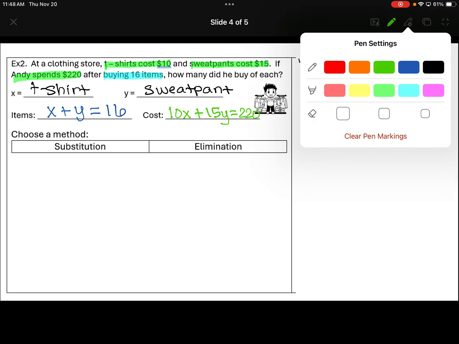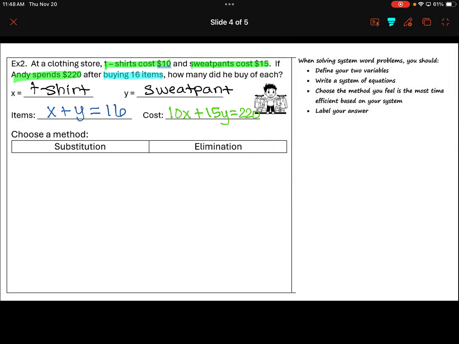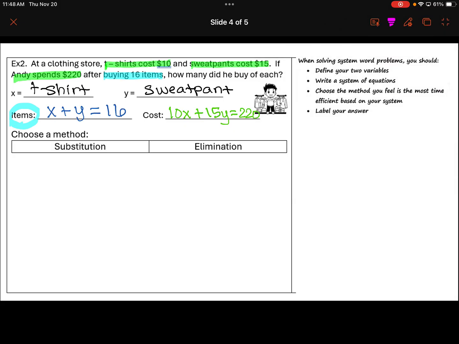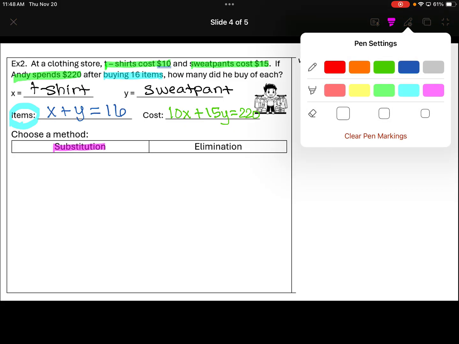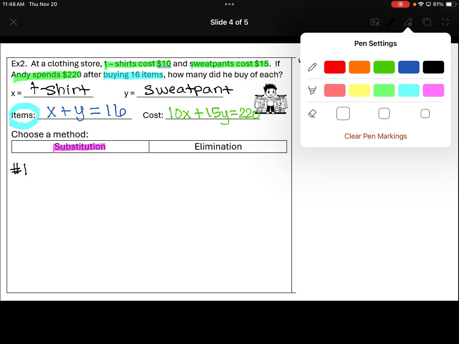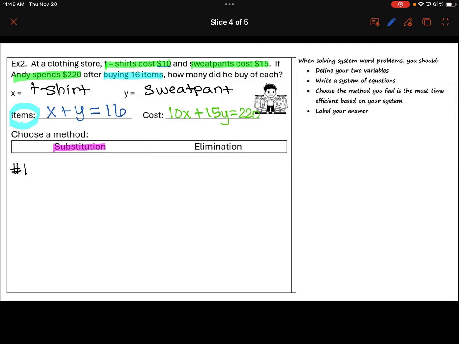Okay, as soon as Mrs. Stroll notices that the items equation has coefficients of 1, I personally am going to go ahead and do the substitution method. So for step 1, I am just going to rewrite the equation isolating one of the two variables. I'm going to isolate x. So x is going to equal 16 minus y.